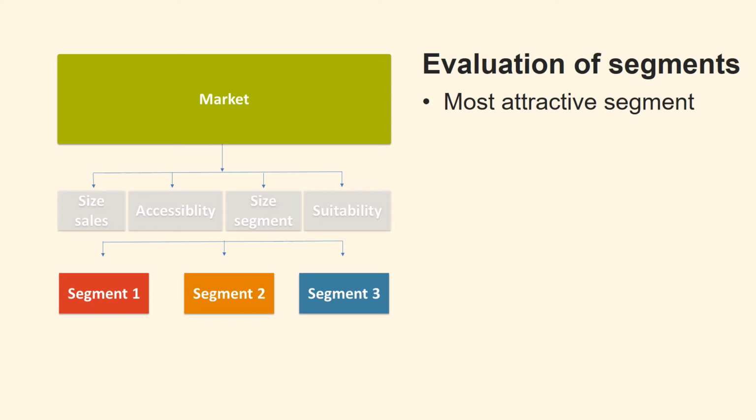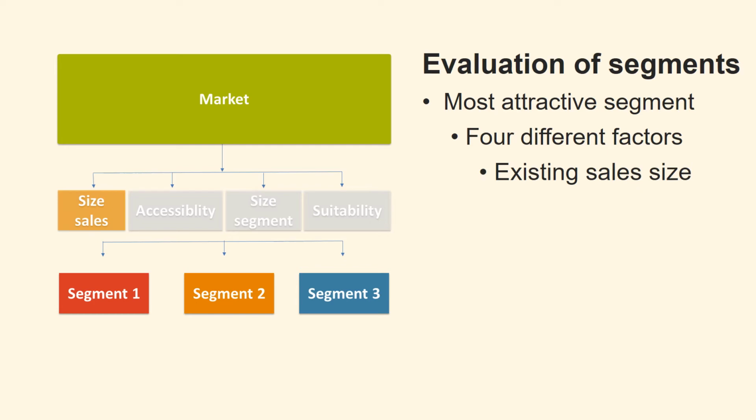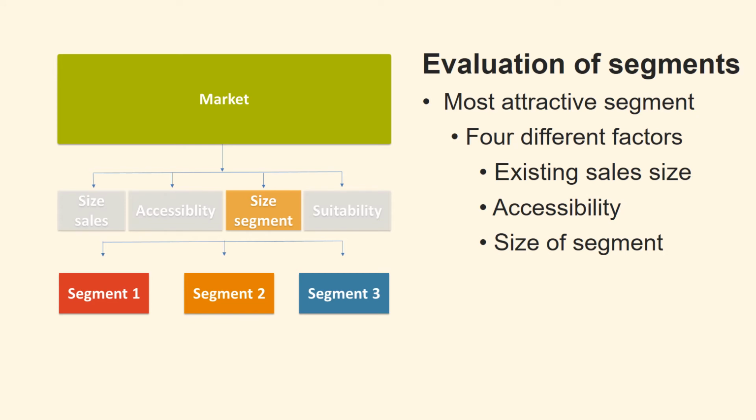Determining the most attractive segment. For evaluation of segments, we look at 4 different factors. These are existing sales size in the segment and growth rate of the segment, accessibility, is it easy or difficult to communicate with the segment, size of segment, how large is the segment, suitability of segment, does the segment suit our business? We will now review each of these 4 factors.